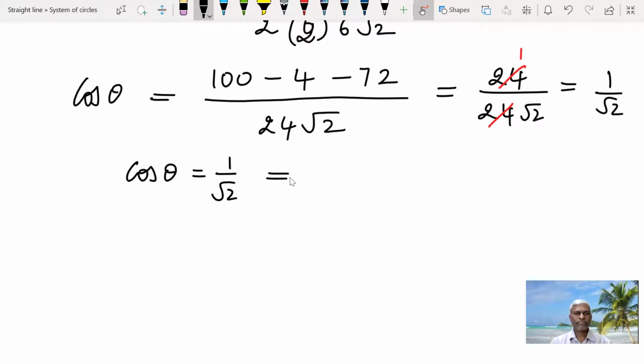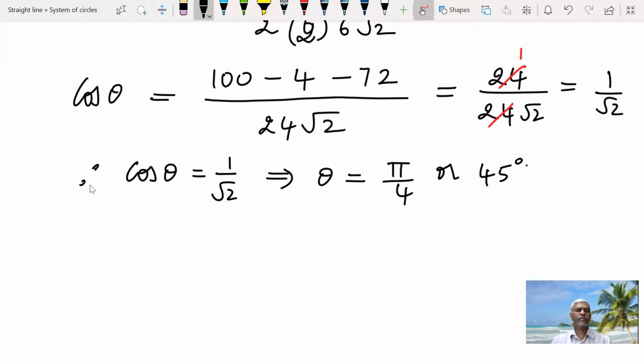We know that theta is pi by 4 or 45 degrees. So this is the angle between the two circles. Let us take up one more problem.